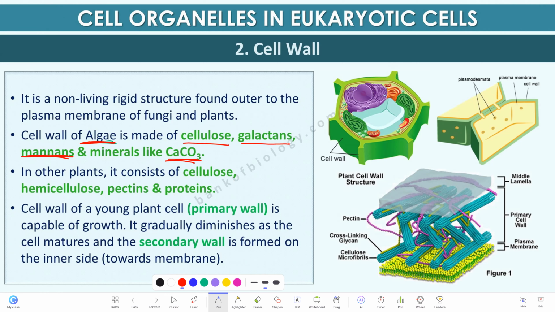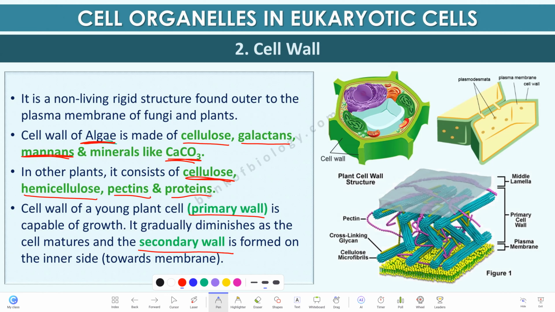So other than cellulose, galactans, mannans, and calcium carbonate in algae, right? Cellulose is the main component, but you'll also find hemicellulose between the cellulose fibers, pectin in the middle lamella, and sometimes protein. Okay, what is the primary cell wall made up of? Cellulose only. But this is from another chapter.